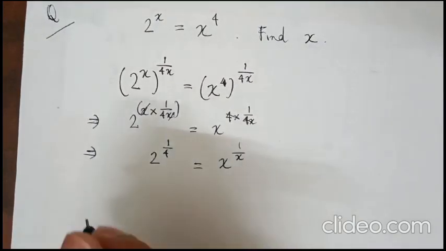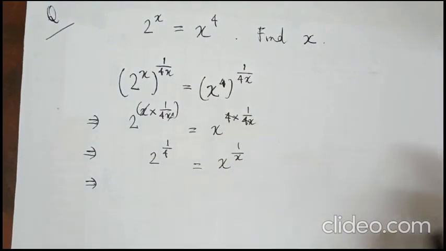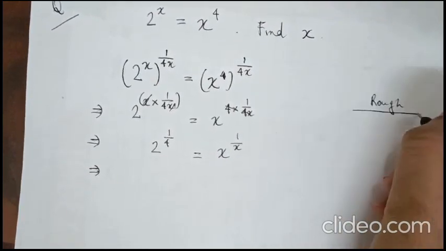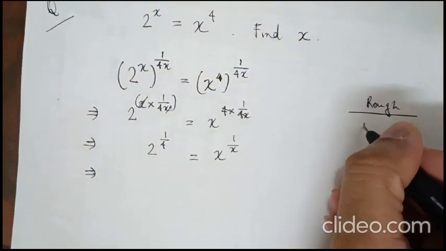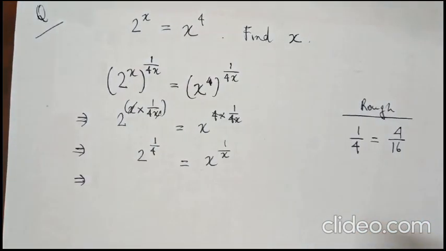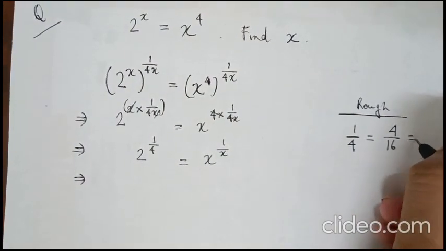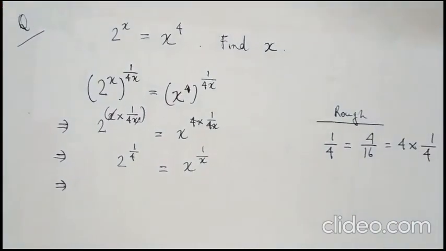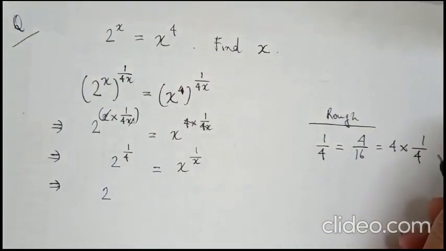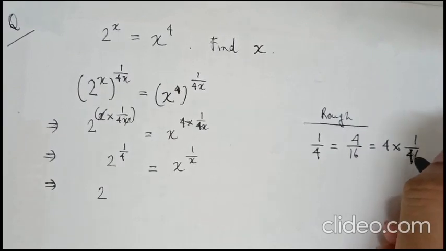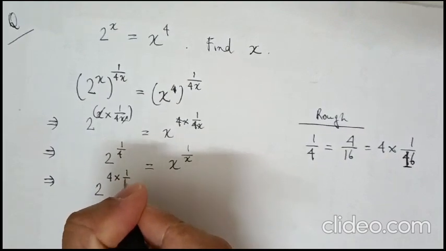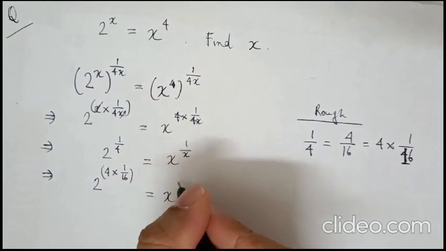Okay. So moving on in this problem, we will do a quick bit of rough work here, right? Now 1 by 4. Can we write 1 by 4 as 4 by 16, which is the same as writing 4 into 1 by 16? Sorry, kids. Yeah. So 2 to the power of 1 by 4 is basically equal to 2 to the power of 4 into 1 by 16. This is equal to x to the power of 1 by x.